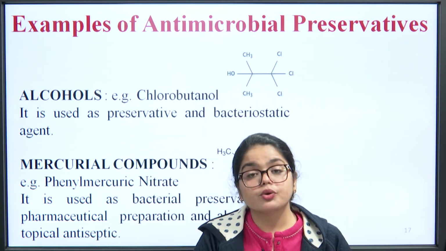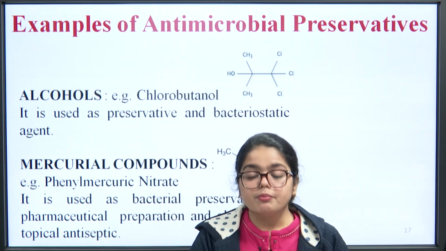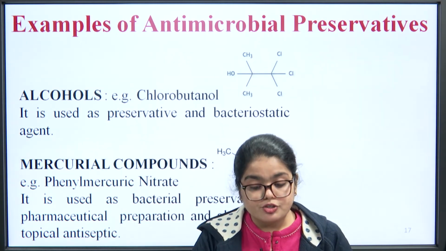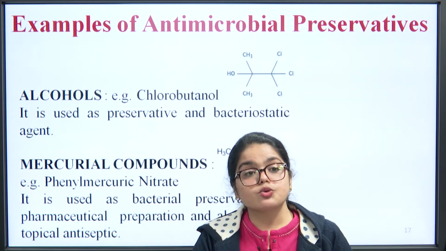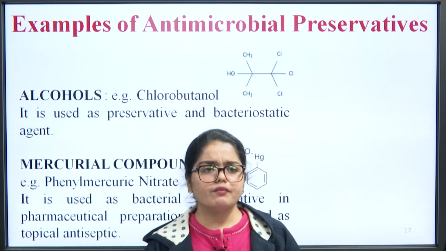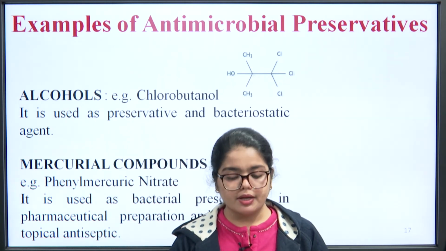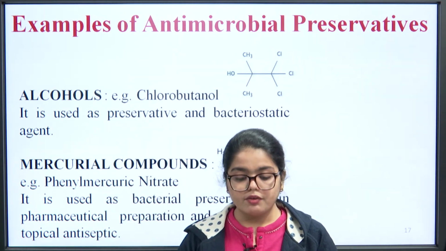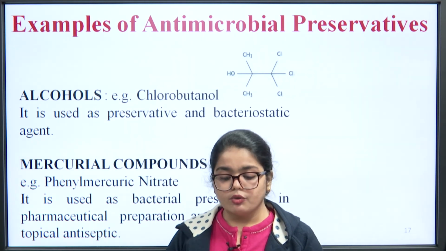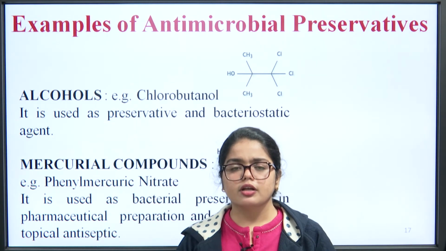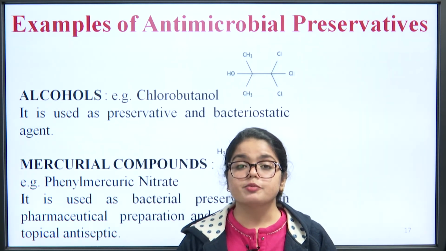Then come the mercurial compounds. This is phenyl mercuric nitrate. It is used as a bacterial preservative in pharmaceutical preparations and also used in topical antiseptics. When we talk about topical antiseptics, phenyl mercuric nitrate is present in it as a preservative, and its preservation efficiency is also found in many pharmaceutical products as a bacterial preservative.